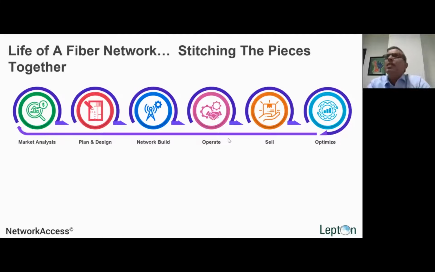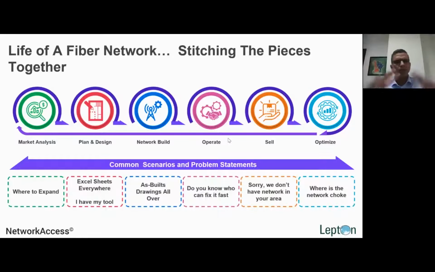And then there is an optimization, which is always a continuous process. You continuously need to optimize the network. You need to increase the customer experience. You need to increase the network experience, and the cycle goes back. So what are the questions that we face in the whole life cycle?